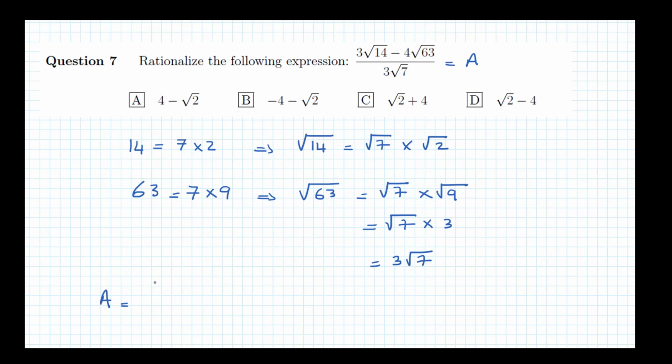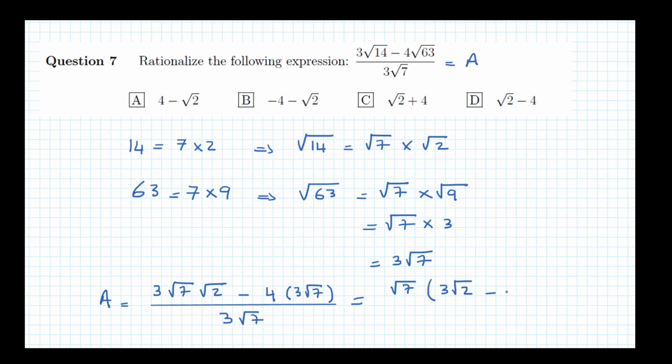Now we replace these values in the expression A. So we replace square root of 14 by its expression to get 3 square root of 7 times square root of 2 minus 4 times 3 square root of 7, divided by 3 square root of 7. Now we can take square root of 7 as a common factor in the numerator, and we get square root of 7 times (3 square root of 2 minus 4 times 3, which is 12). Now we can cancel square root of 7 from the numerator and denominator, and we get (3 square root of 2 minus 12) divided by 3, which is equal to square root of 2 minus 4. So the answer here is D.